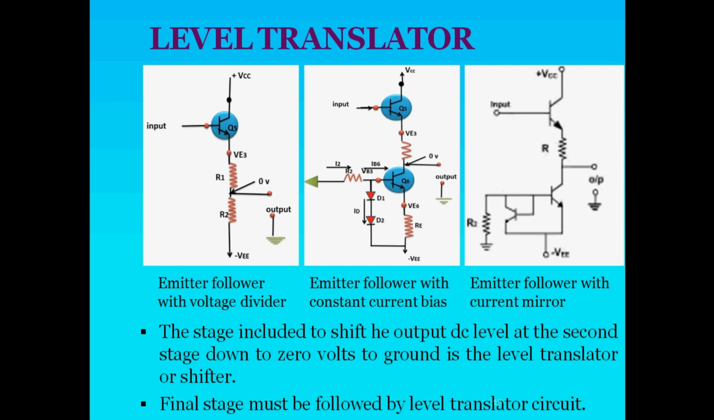So the third stage of the operational amplifier is the level translator stage, which is designed with the help of constant current bias circuits or constant current mirror circuits. We have already seen all these three circuits, which are used as level shifters or level translators, which will reduce the increased DC level after the second stage of the op-amp to zero potential, such that it does not distort the operating points of the operational amplifier.